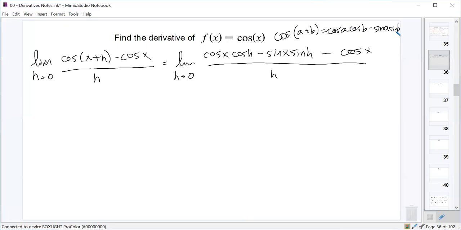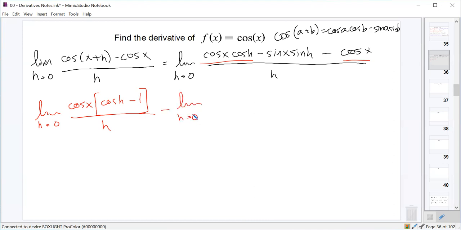And we'll do the same thing we did previously, as we'll group the first and the third terms. Both have a cosine x in them. This becomes a limit as h approaches 0 of cosine x times cosine h minus 1 all over h. And we'll now subtract this time a limit as h approaches 0 of sine x sine h over h.